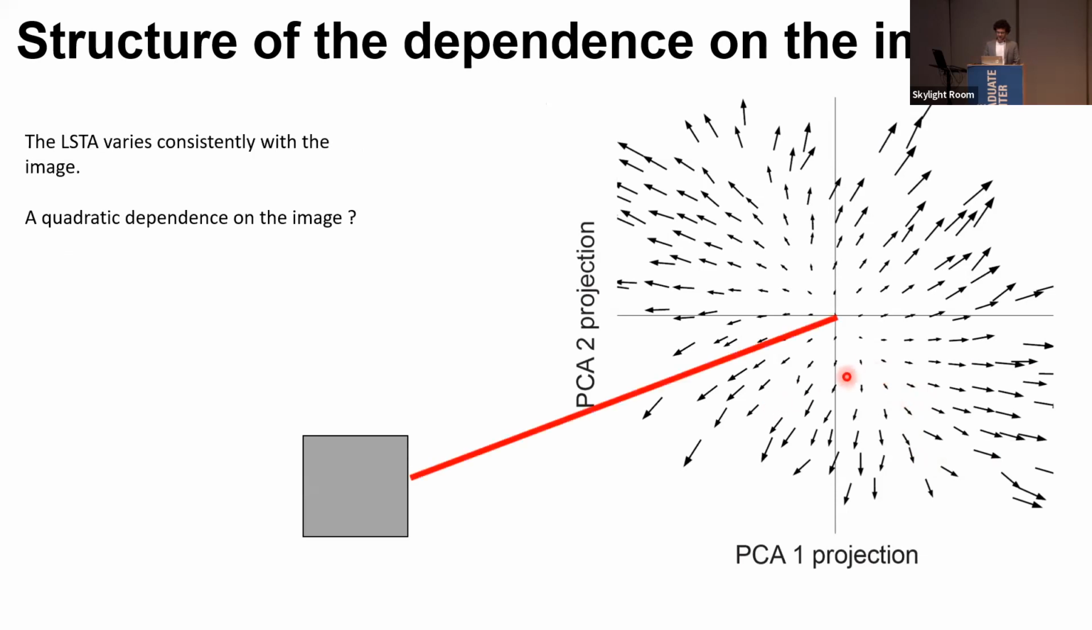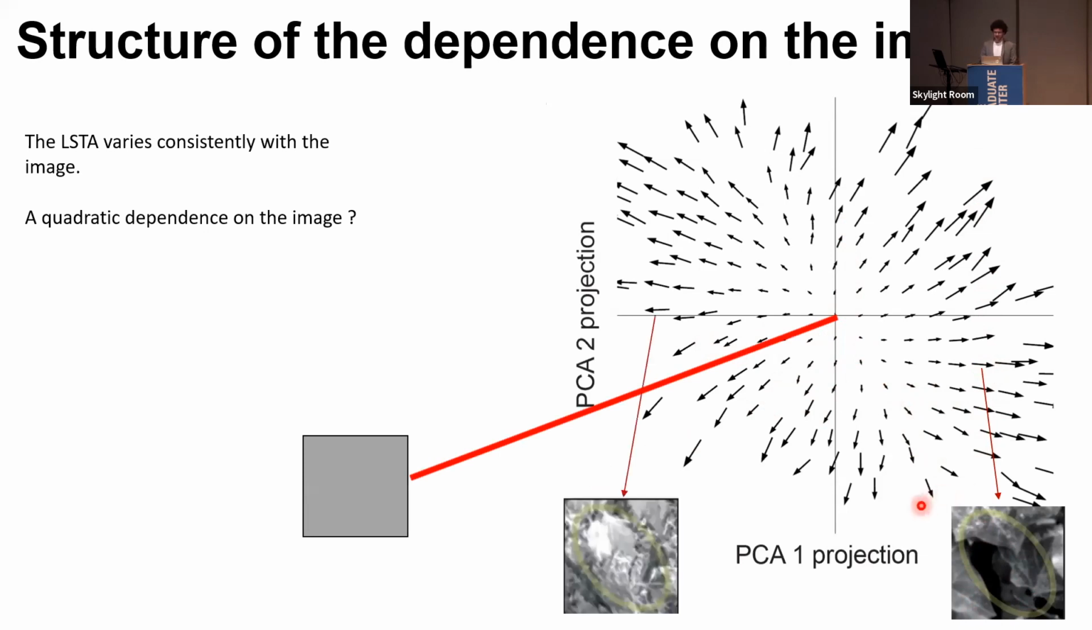So this point actually corresponds to a gray screen. It's the projection of a gray screen. And so the arrows that fall on this right side of the graph are arrows that begin around a dark image inside the receptive field of the ganglion sensory neuron, while the images that are here on the left are images that are bright inside the receptive field of the neuron, and the local STAs vary accordingly.